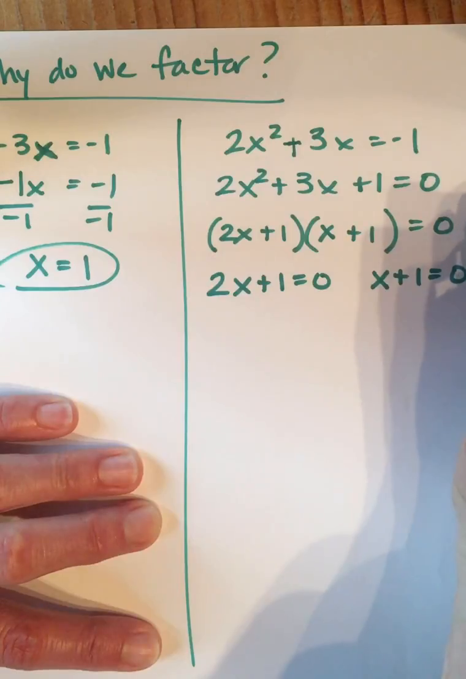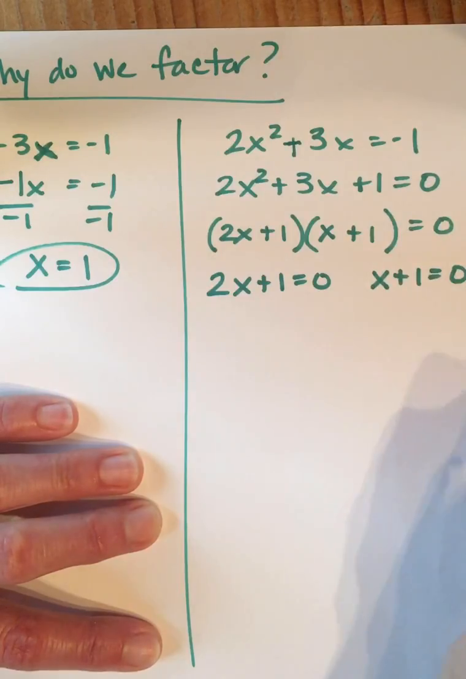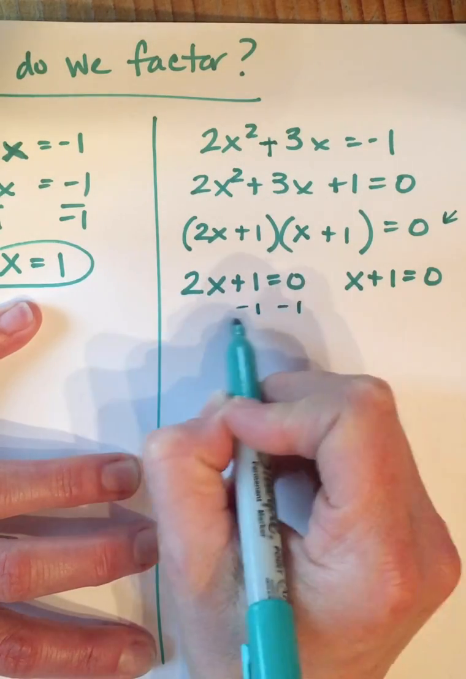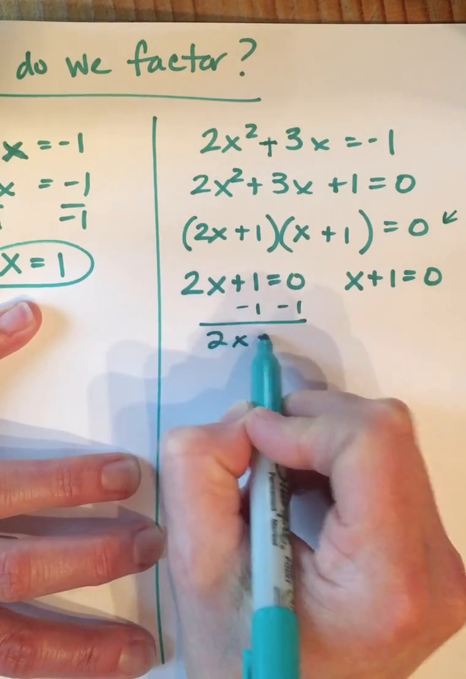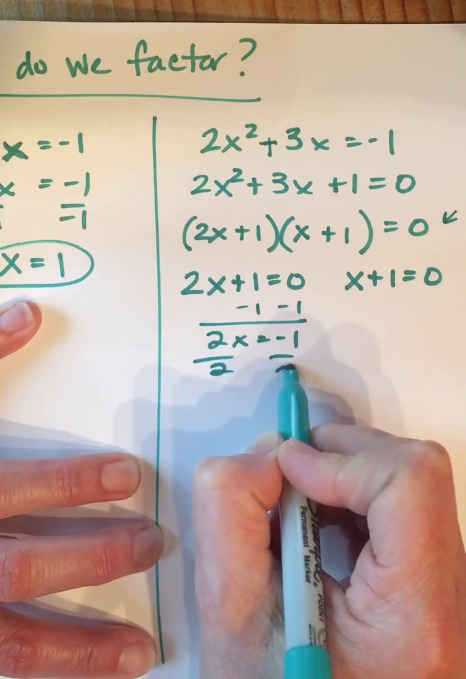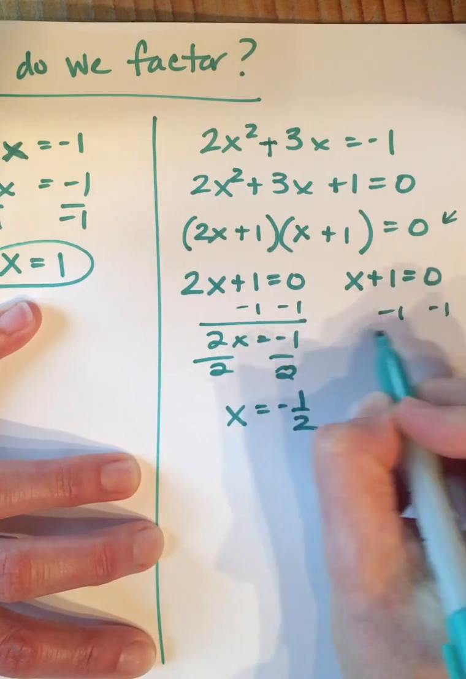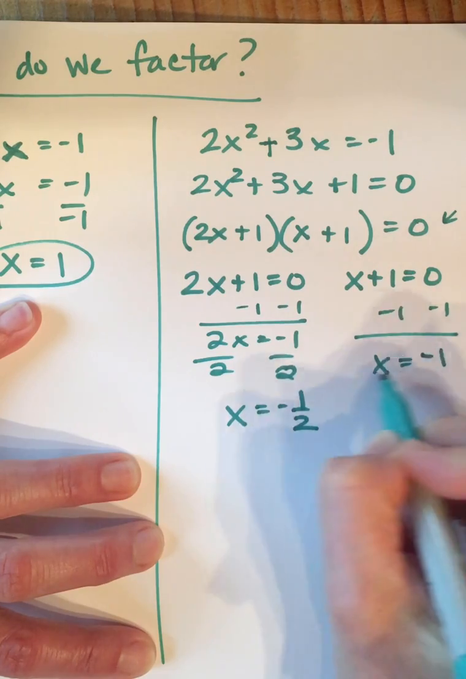So it was really important that it was a 0 over here. And now I can just solve these little mini equations. Minus 1, 2x is equal to negative 1, divide by 2, x is equal to negative 1/2, or minus 1, x is equal to negative 1.